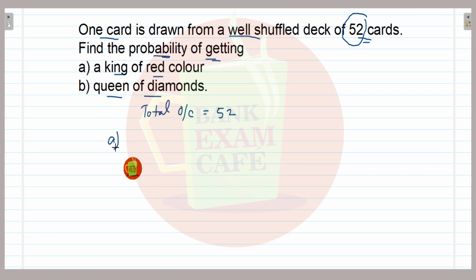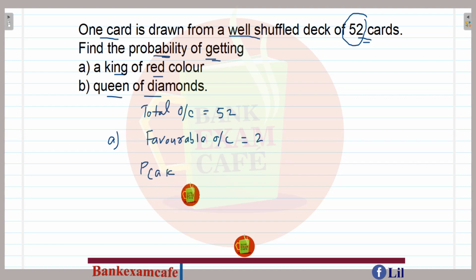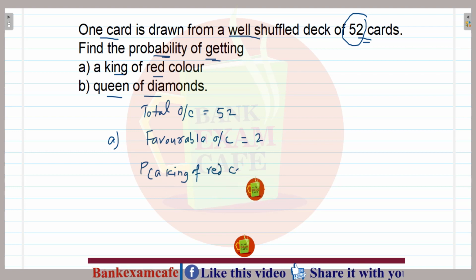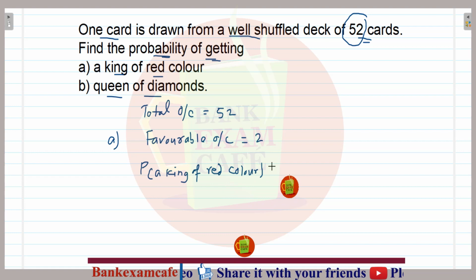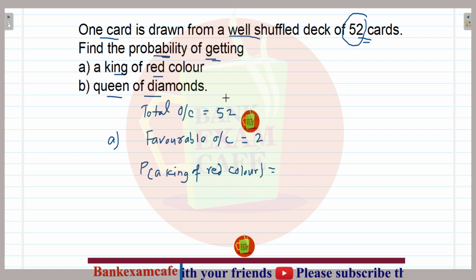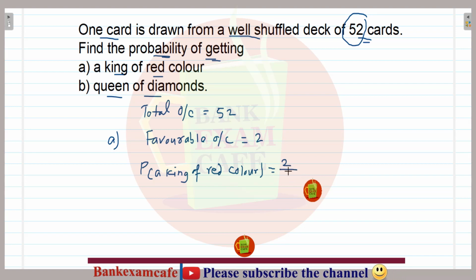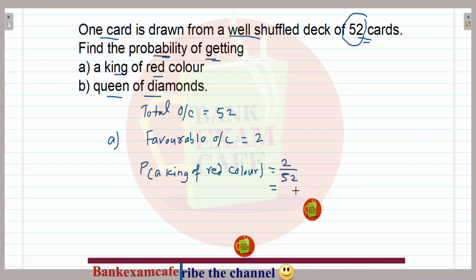In the first case A, there are two red color kings in a deck of 52 cards. So the favorable outcomes is equal to 2, and therefore the probability of getting a king of red color is equal to favorable outcomes divided by total outcomes. That will be 2 by 52, which is equal to 1 by 26.